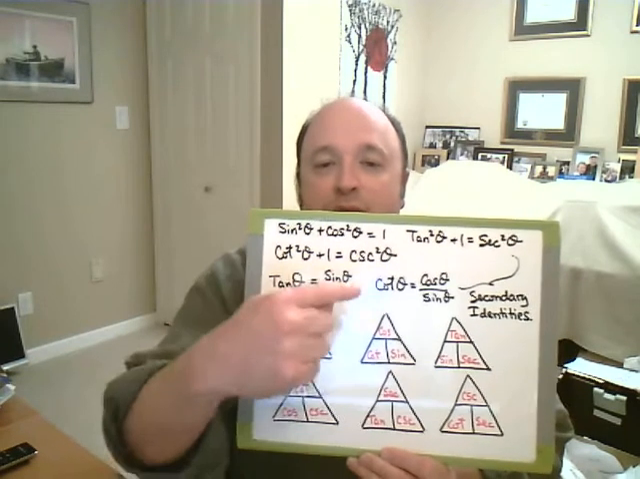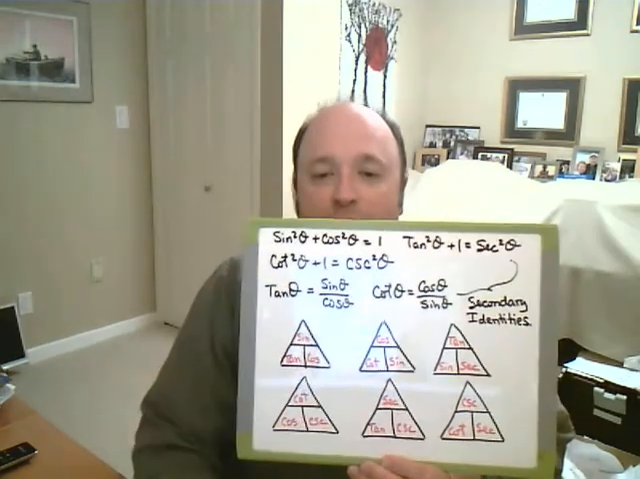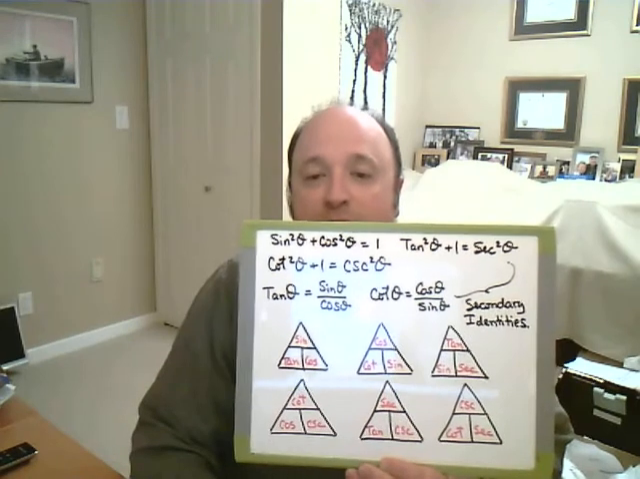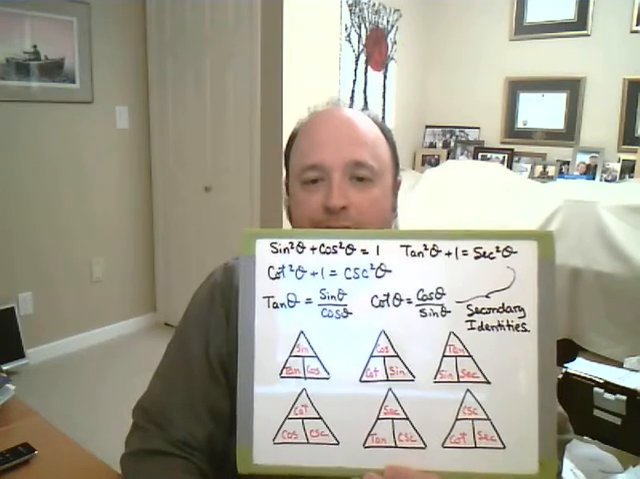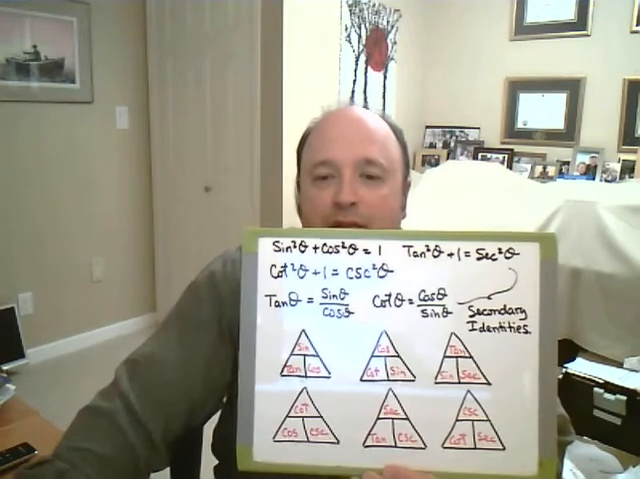They come from these two things here. So I'm going to go through each of those triangles individually, and then we're going to start applying our trig identities to trig algebra problems. So let's get started there.